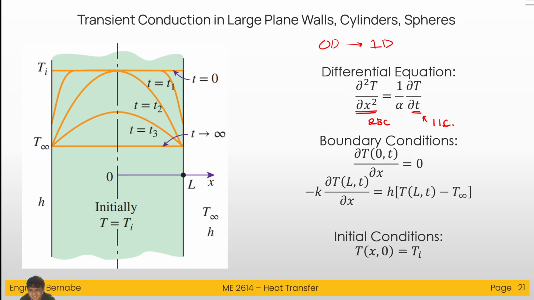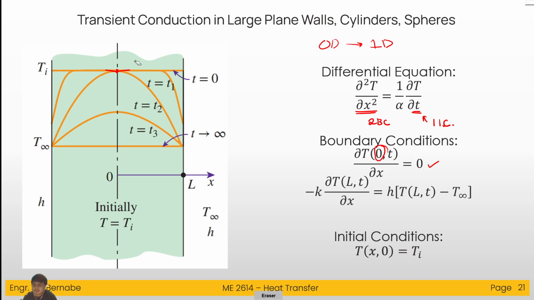It is really hard to solve this, if you can imagine. I'll just explain this briefly. This first boundary condition basically means that the temperature slope at the middle will always be zero. I hope that makes sense. The tangent or the slope at x equal to 0, meaning this axis right here.